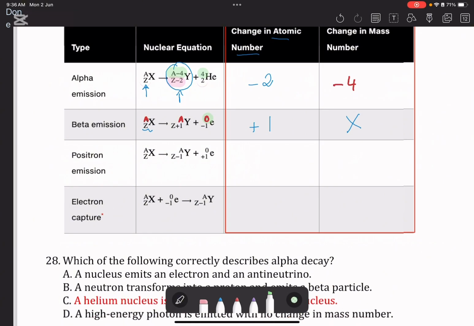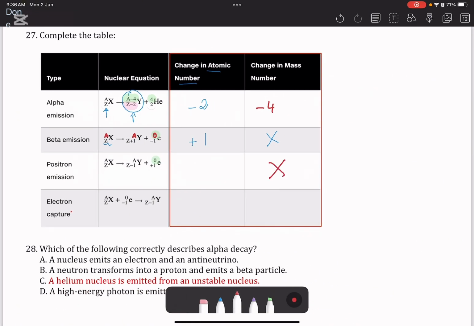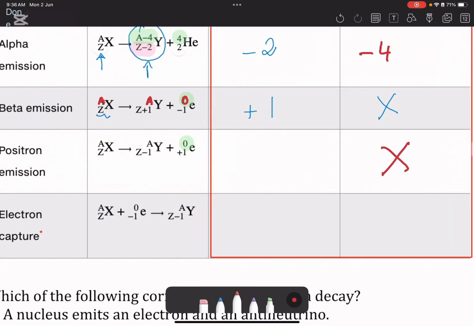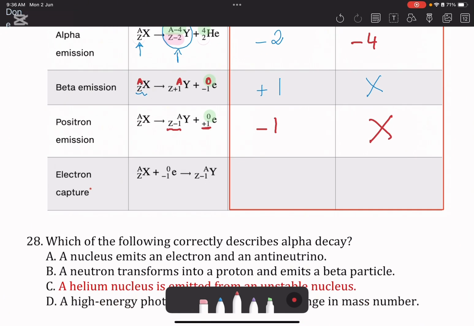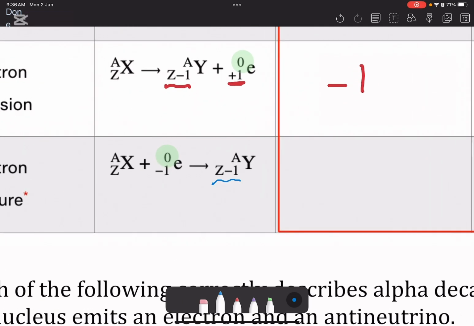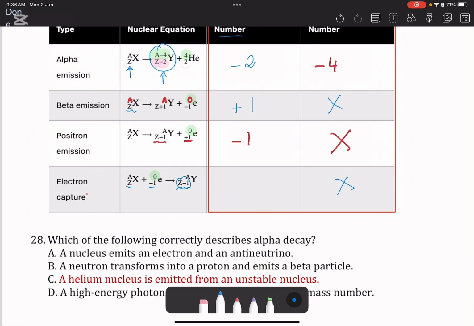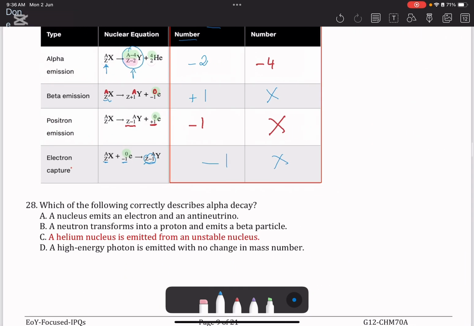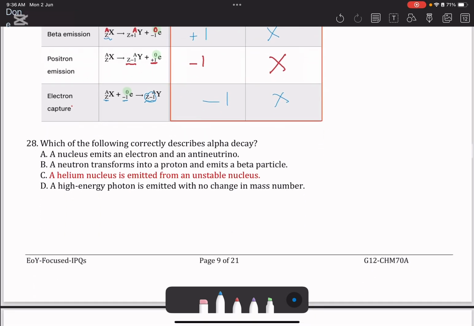Positron emission, again here 0, so no change in the mass number. Whereas in the atomic number, since there's a +1, there's a decrease by 1. Now, in electron capture, the mass number is not changed, but the atomic number of the daughter nuclide is Z minus 1, so it must be less by 1. When you do the equations, you will practice this, and you will find it super easy.